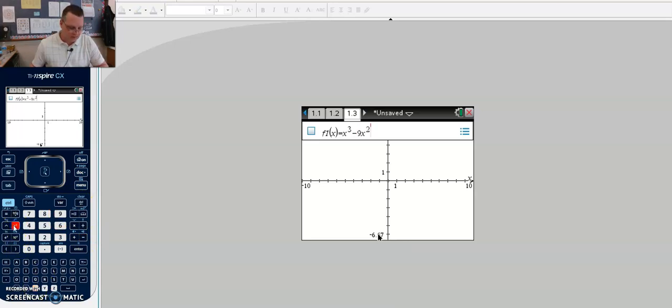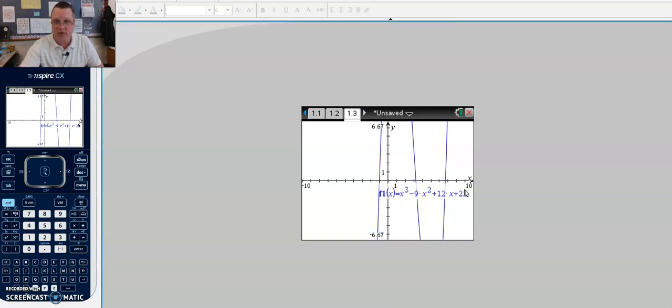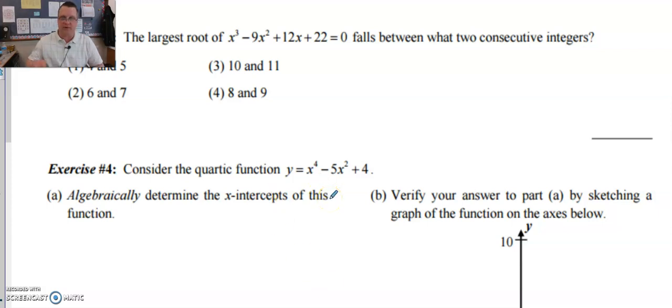So I'm just plugging these in, plus 12x, and then plus 22. And you've seen some of the difficulty. We've seen some of the Regents questions. Some are pretty easy, and this one doesn't seem to be too bad. It says between what two consecutive integers does the largest root fall? So this is 10 here to the right. That means 1, 2, 3, 4, 5, 6, 7, 8. It all goes up by ones. So that's between 6 and 7, which is choice 2.